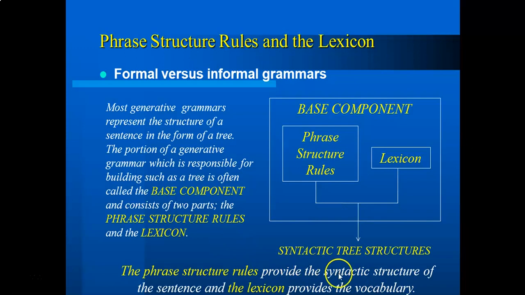The phrase structure rules provide the syntactic structure of the sentence and the lexicon provides the vocabulary. So there are two parts, and NP and VP belong to the phrase structure rules, and the driver should take the Cadillac, means that it belongs to the lexicon. The words belong to the lexicon, and NP and VP belong to the phrase structure rules.